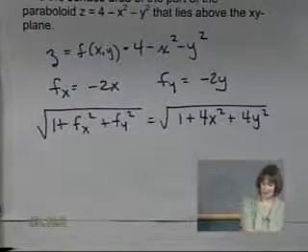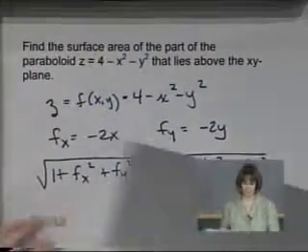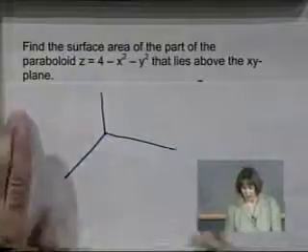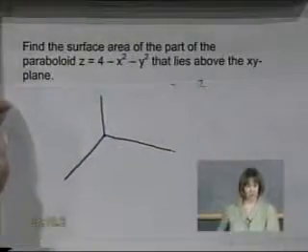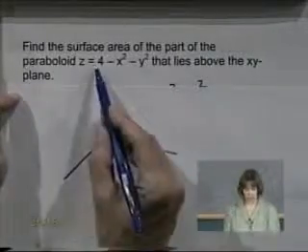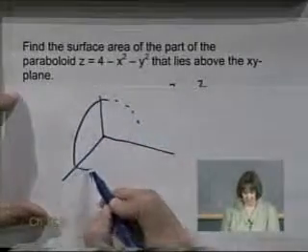Now, what's my region I'm integrating over? I have a paraboloid, and they just want the part of the paraboloid that lies above the xy plane. What does that paraboloid look like? Is it an upsy or a downsy? He's a downsy, isn't he? Because it's 4 minus, so he's going down like this.